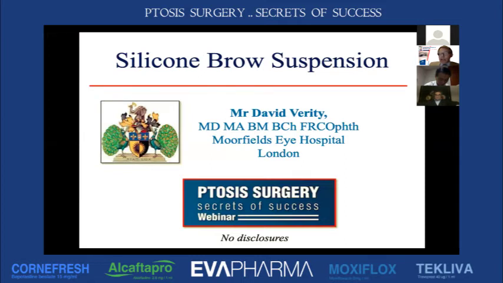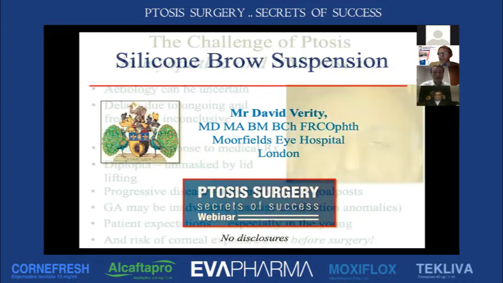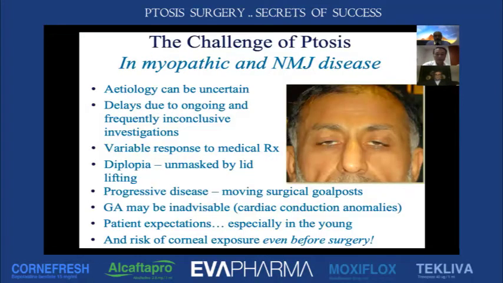What I wanted to do today was to share with you some of the features in silicone brow suspension: who to do it on, how to do it, and how to deal with some of the complications. And these are the problems that we face in myopathic and neuromuscular junction disease. The etiology in these patients is often very uncertain. That's compounded by the fact that while the patients have ongoing investigations, there are increasing delays, and the patient comes and goes from ocular plastics to neuro-ophthalmology clinics. Sometimes it seems like months or even years.